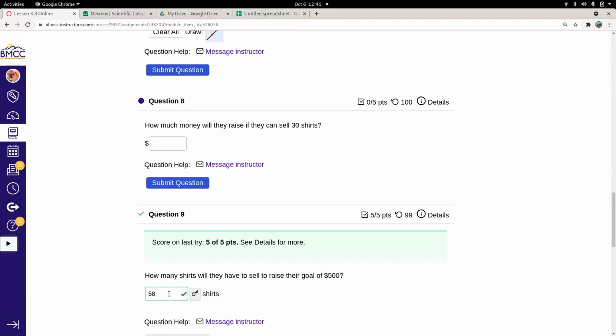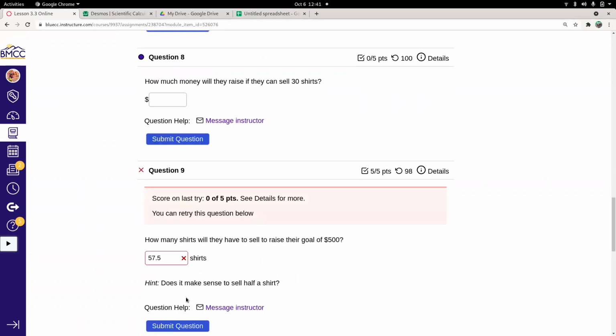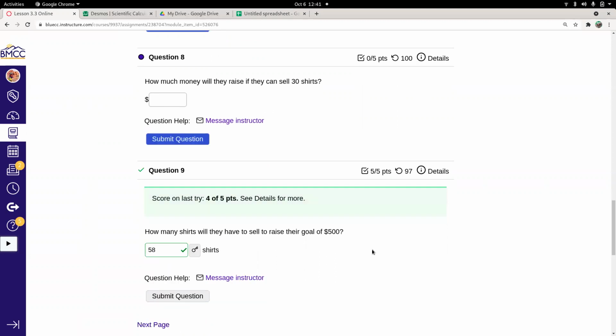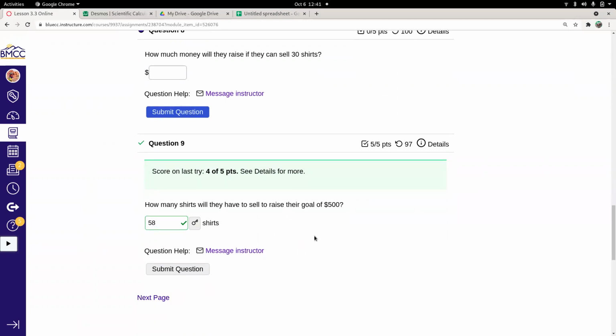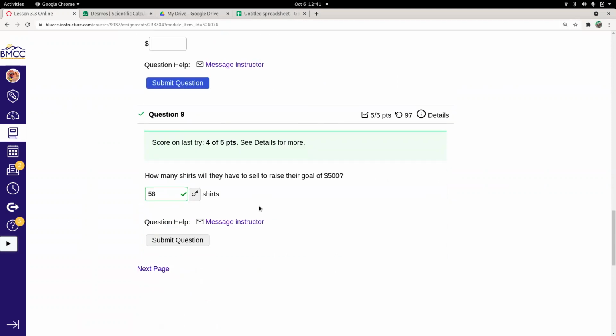Yeehaw, I got it right. I wonder, would it take 57.5? Sometimes I like to play with my homework and see what happens. Oh, it didn't like that. Why not? That's the right answer. Does it make sense to sell half a t-shirt? Oh, fine, it doesn't. All right, 58 it is. Cool. And I lost a point messing around. Oh, well, I still have other points. It's okay. All right, so hopefully that made sense.